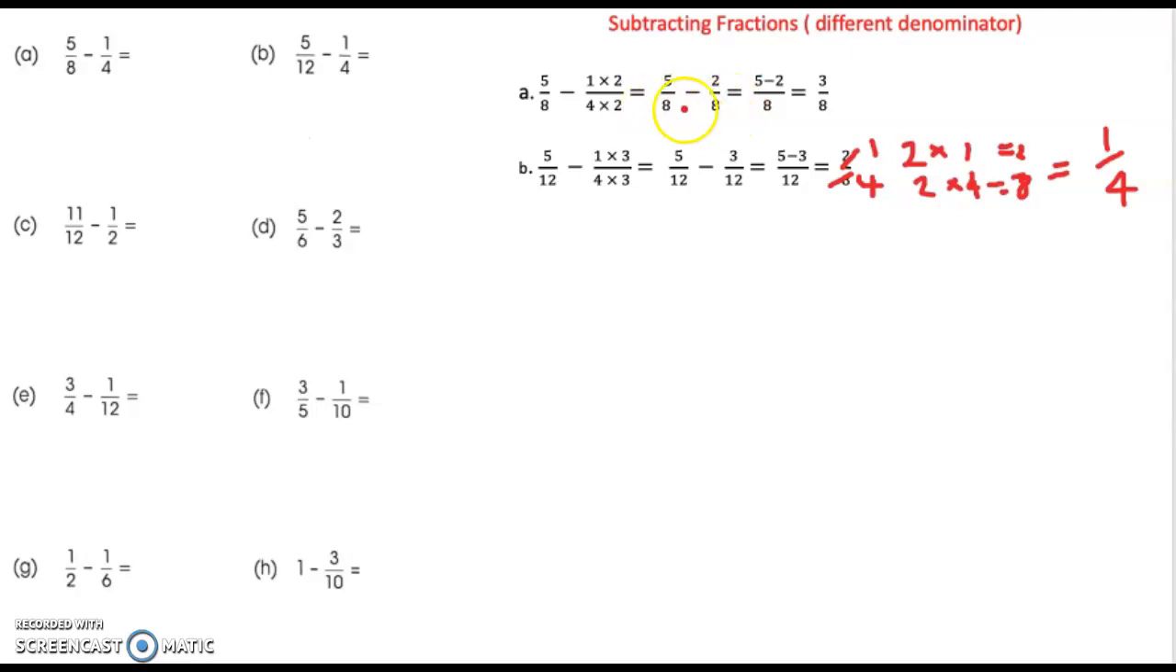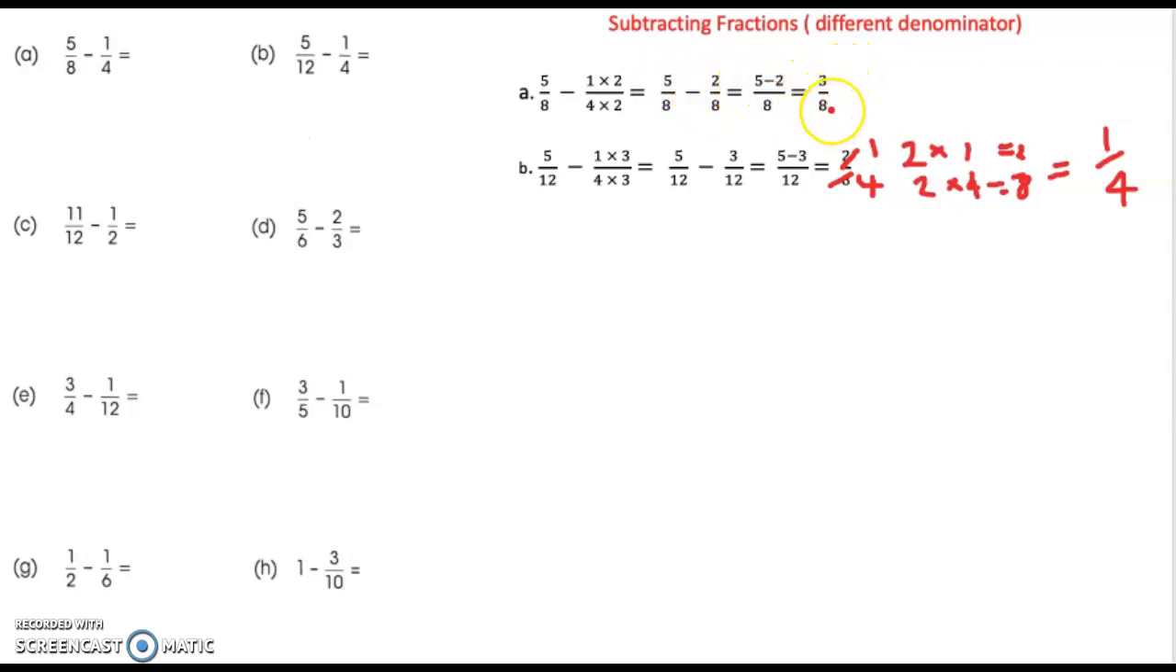Now since the denominator is the same, I will go for the subtraction. The operation is subtraction. Now I bring down 8 as it is, and then I just subtract the numerators. I bring it down because they are the same. If I subtracted the denominators, this would be 0, and that is invalid. This is mathematically wrong. You cannot write denominator 0. Therefore 5 minus 2, and then you get 3.